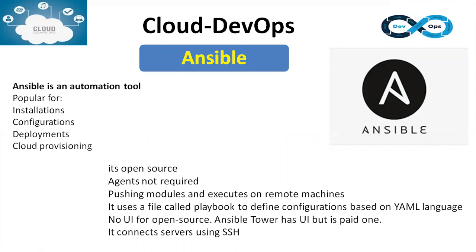In the same way, we have another automation tool called Jenkins. Only difference between these two is user interface. Jenkins has a user interface, but Ansible doesn't. Ansible is also open source, Jenkins is also open source. But Ansible is most popular for installing applications, configurations, deployments, and cloud provisioning.